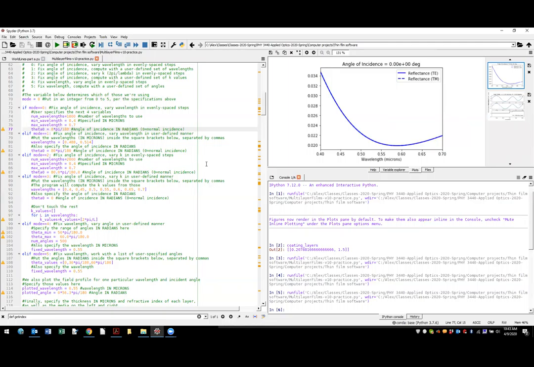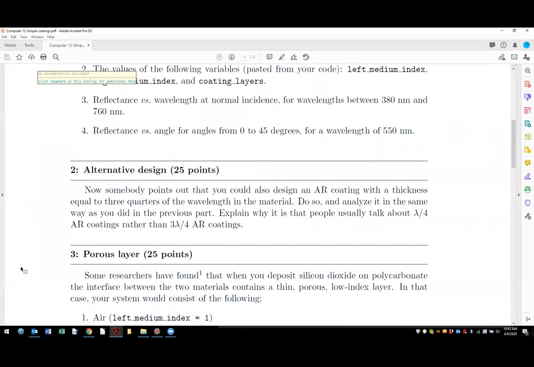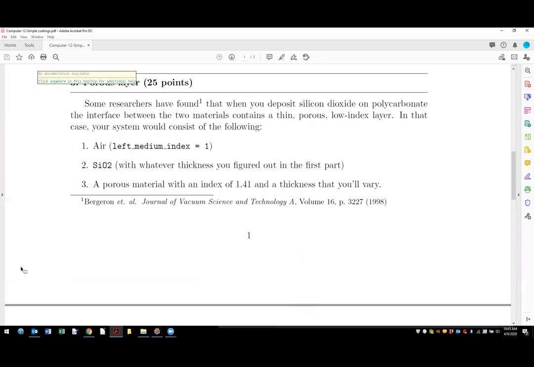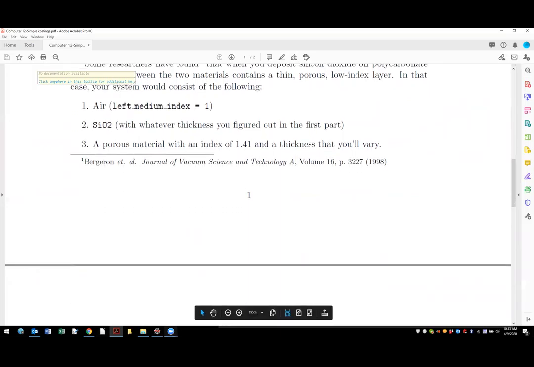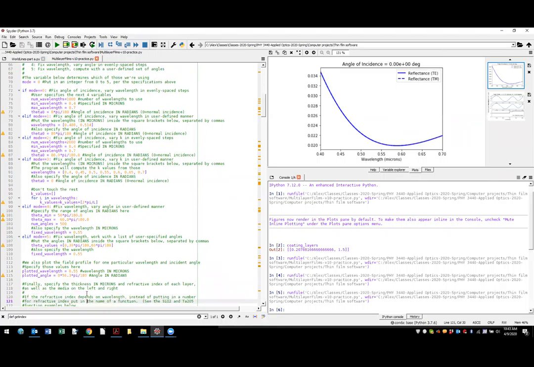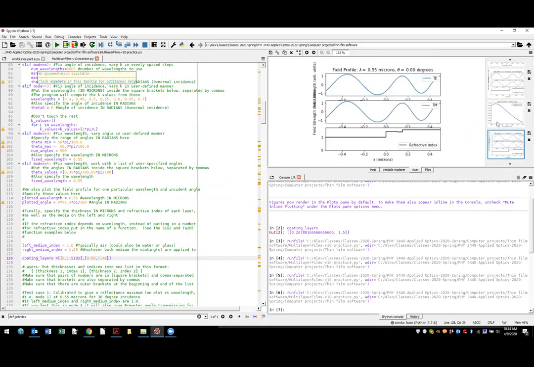Now, later on in the assignment, it says, hey, somebody points out that when you deposit silicon dioxide on polycarbonate, you get this thin layer in between. So now we're going to have two coating layers, okay? We're going to have a layer of SiO2, and then right next to it, we're going to have a layer with a thickness that we're going to have to play with. We'll start with 50 nanometers and see what happens. And a refractive index that is specified in the assignment, and we just see what happens.